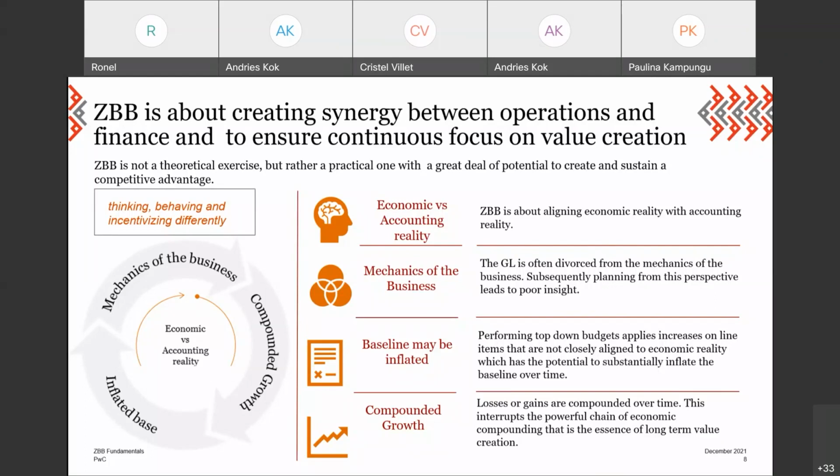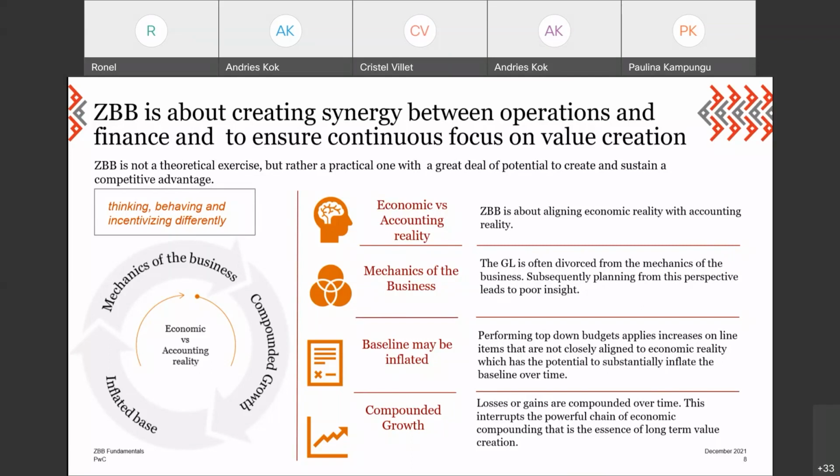Then lastly, one very important point is compounded growth, which is the essence of long-term value creation. If you think about ZBB in multiple dimensions over 20 to 40 years, if you continue this process every year, we remove inefficiencies from areas that don't give you any sort of competitive advantage and invest them into areas that actually do. This really sets in motion the chain of compounded growth and value creation over time.